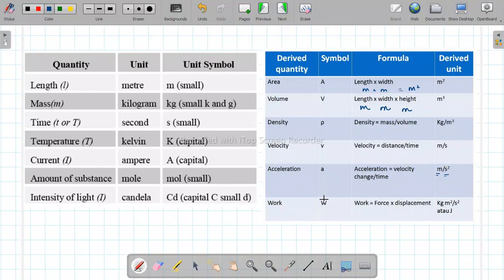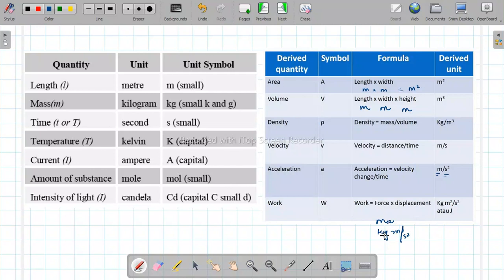Likewise, we have work as well. Work is the product of force and displacement. Force is a physical quantity जिसको we usually represent in the unit of newtons, right? And newtons को हम kilogram into meters per second square भी लिखते हैं. How so? Because force is the product of mass and acceleration. Mass is measured in kilograms, acceleration is measured in meters per second square. So we can always write force as kilogram into meters per second square.